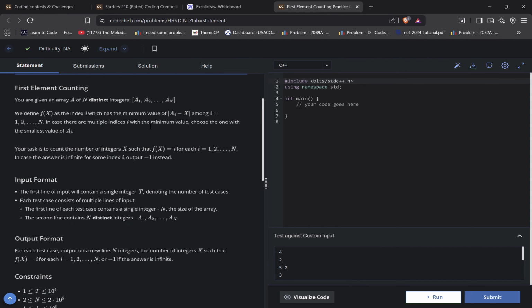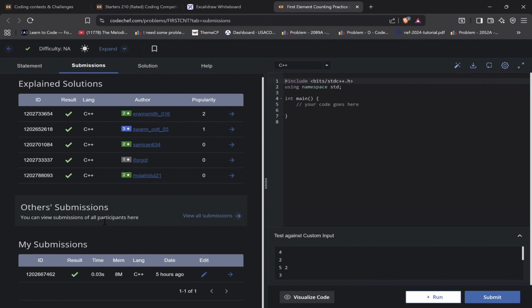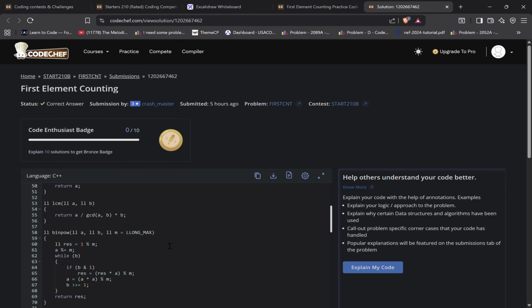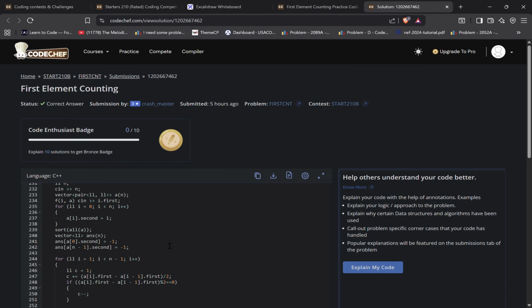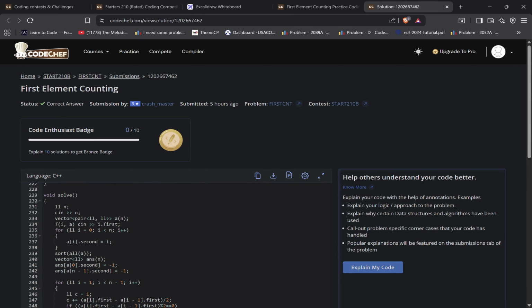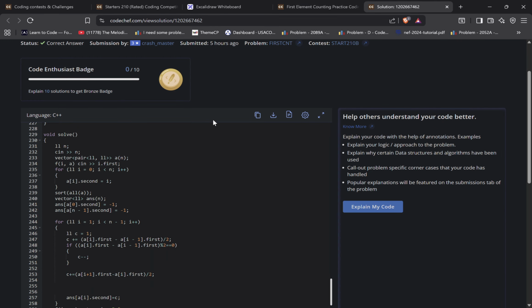So how did I implement this? I took a vector of pairs so that I was able to keep track of the original indices. I sorted everything. Then I used an answer vector.